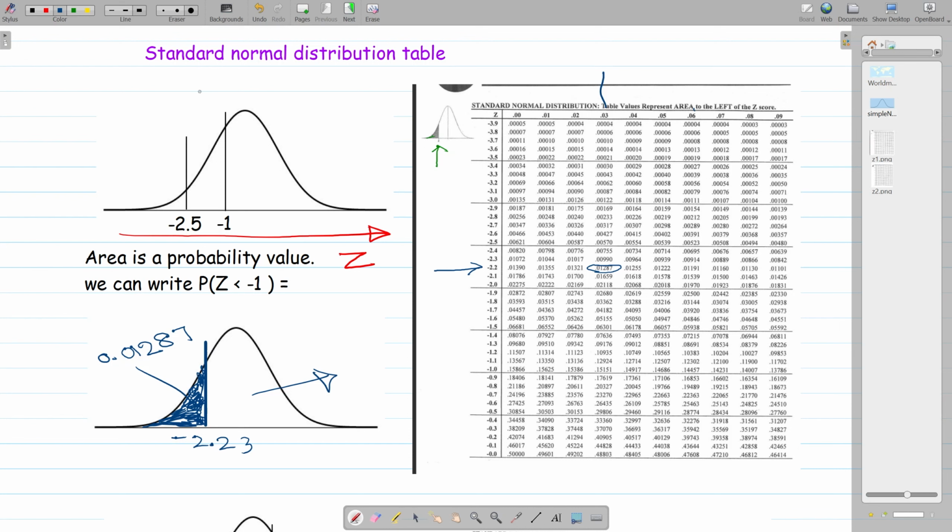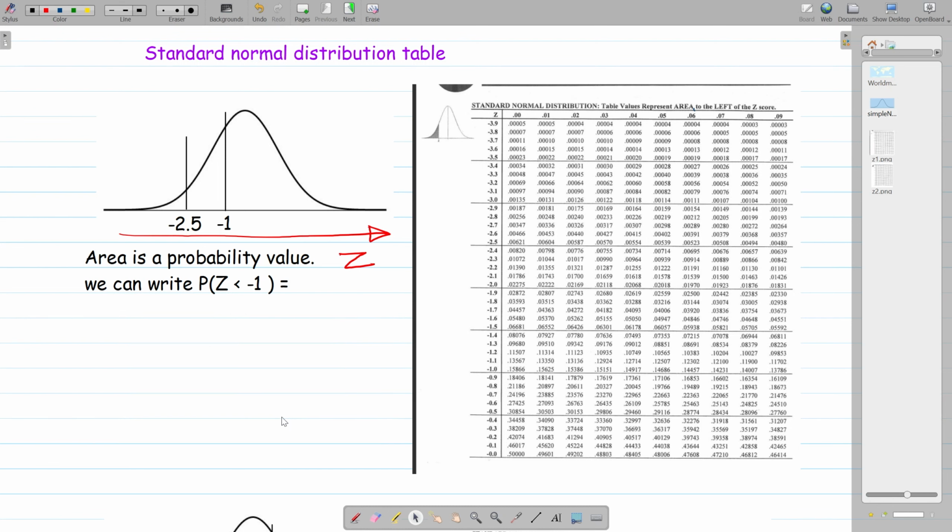Area is a probability value. The area is a probability value, so how can we write that in the notation format, as a probability statement? Consider -1. How can we take the value over here? The area left to -1. Let me color that area first. This is the area.